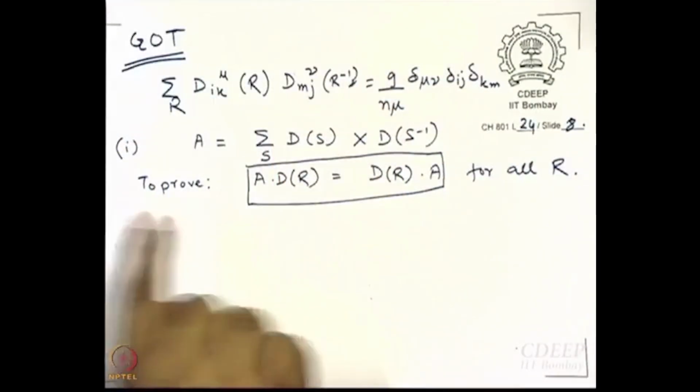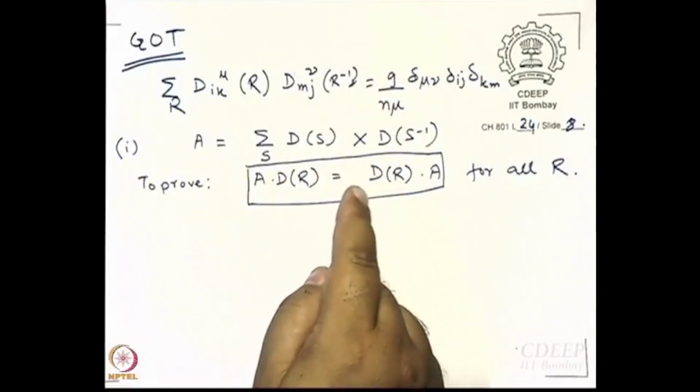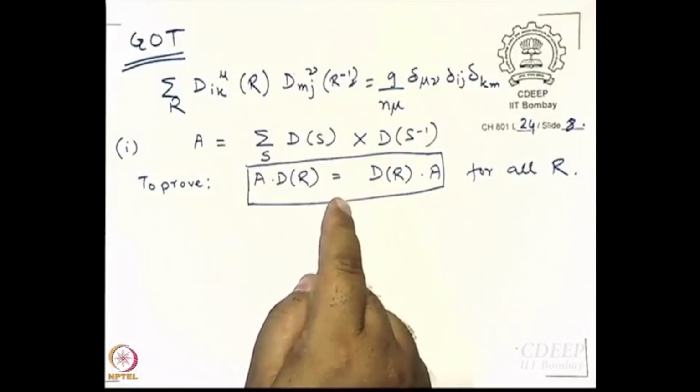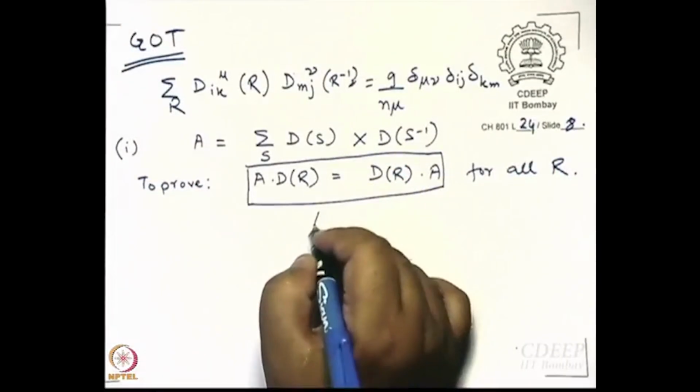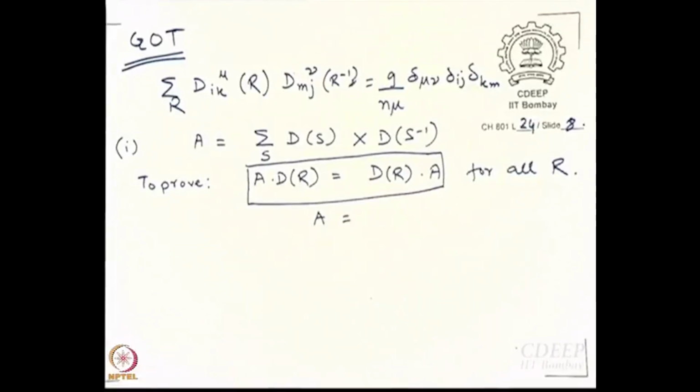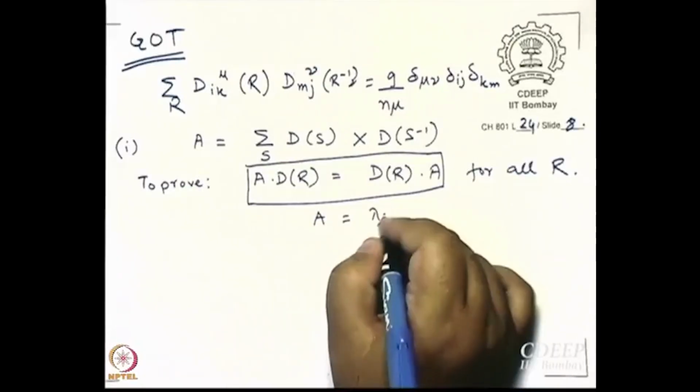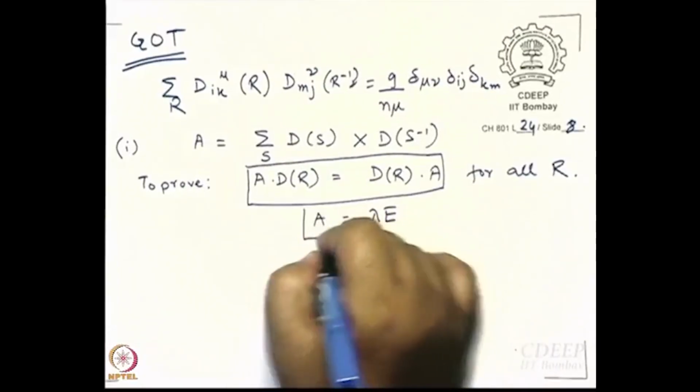What happens when a matrix commutes with all the transformation matrices in an irreducible representation? Then that matrix is a constant matrix, no? Why do you think I have written A? It's the same A. Otherwise I would have written X or P or Q or Z. This A is going to be lambda into E.